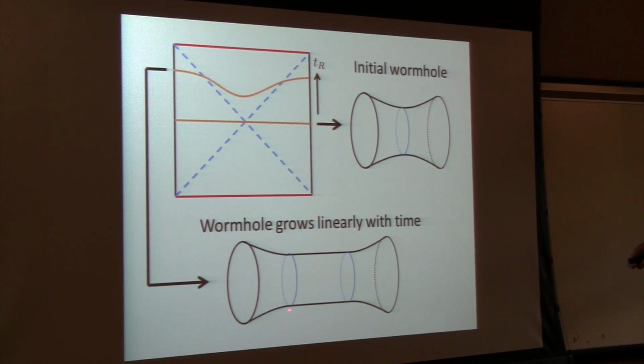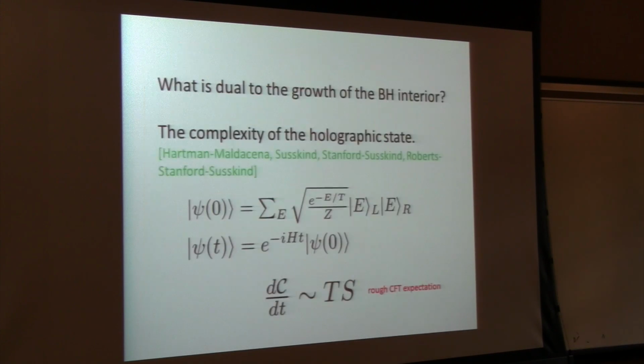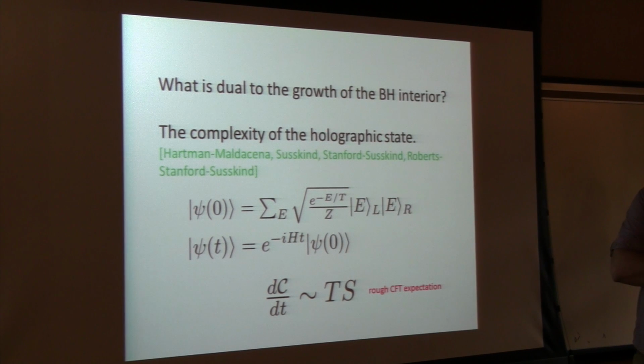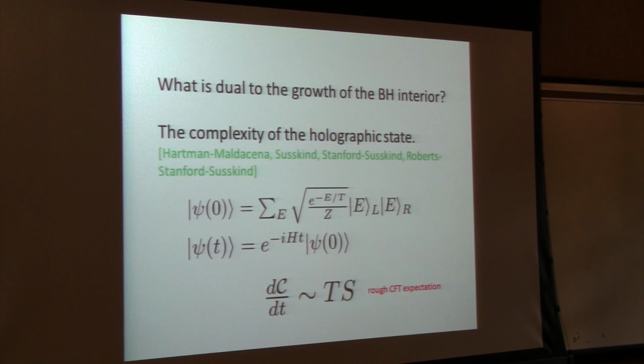So this picture is actually fairly accurate. It just comes in and then gets longer linearly with time. Okay, so the question that was asked by various people, including Lenny and Hartman and Maltasena, was what is dual to the growth of this black hole interior? And the suggestion was that it's the complexity of the holographic state, this thing that I defined at the beginning about how hard it is, or how many elementary operations you need to perform to construct a state at some time t from a simple reference state.